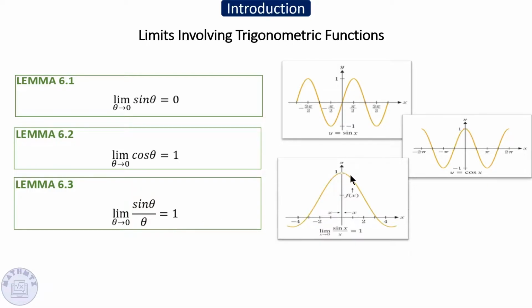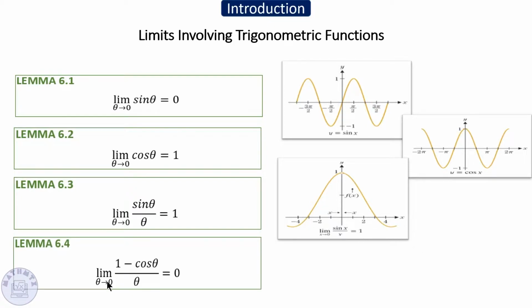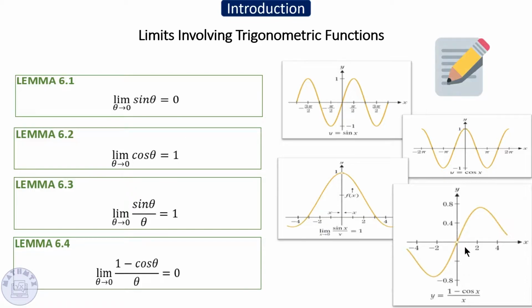And you can see here from the graph, sine of x over x is 1. And the last one, the limit as theta approaches 0 of 1 minus cosine of theta over theta is 0. And you can see it once again in the graph.